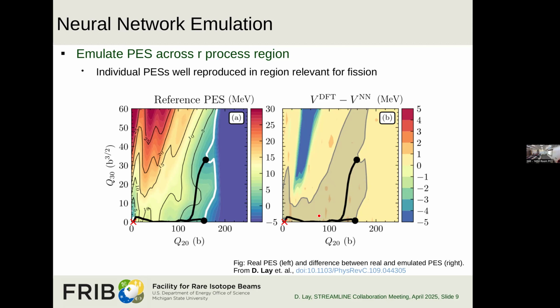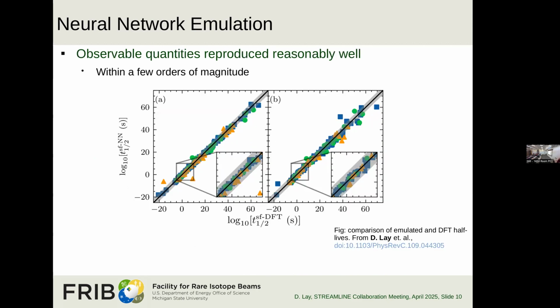And this gray region here is the region relevant for the fission calculations. You see that the difference is fairly small, 500 keV to an MeV or so, and that seems reasonable. When you then propagate that uncertainty to something like the half-life, you again see that the neural network is doing reasonably well. Here I plot for you the DFT half-life on the x-axis and the neural network half-life on the y-axis. And you see that the neural network agrees within an order of magnitude or so, especially within this inset region here, which is relevant for r-process nucleosynthesis. So that's sort of where we left the story last year.